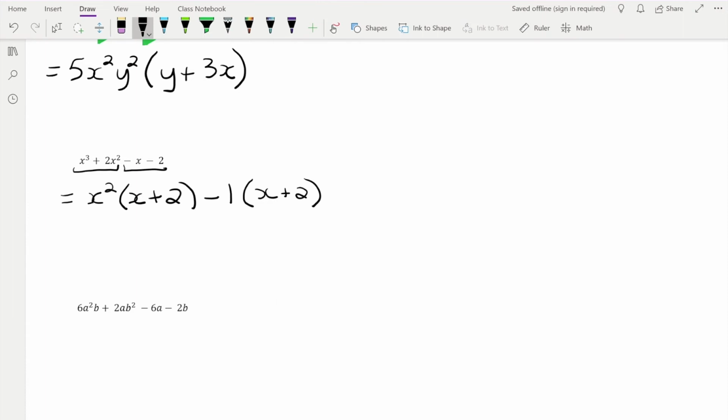Now I see that in my first grouping, I have an x plus 2, and in my second grouping, I also have an x plus 2, which means we can factor this even further by taking out a value of x plus 2 from both of them.